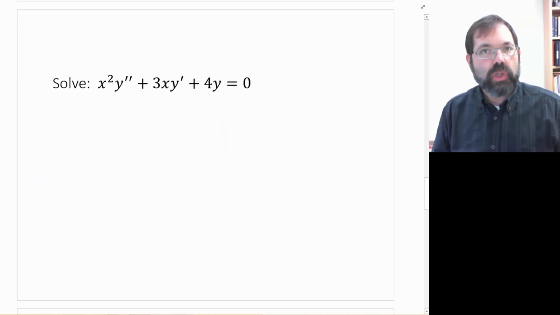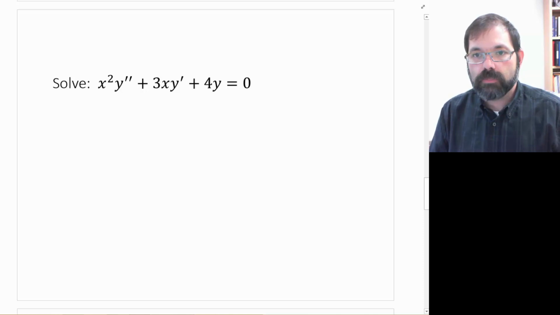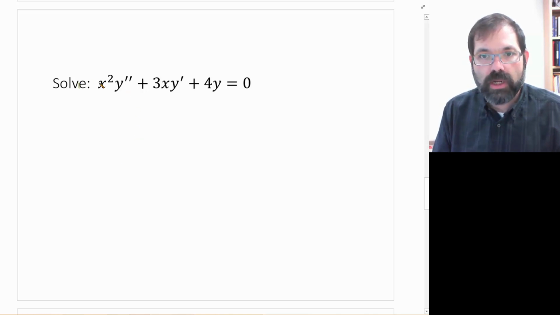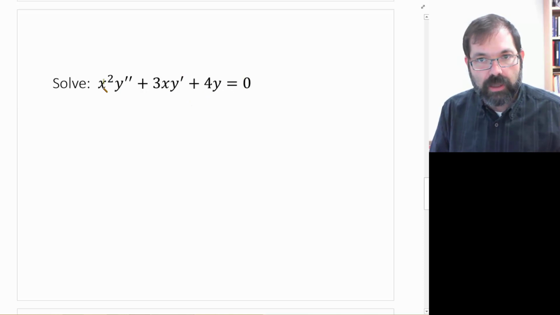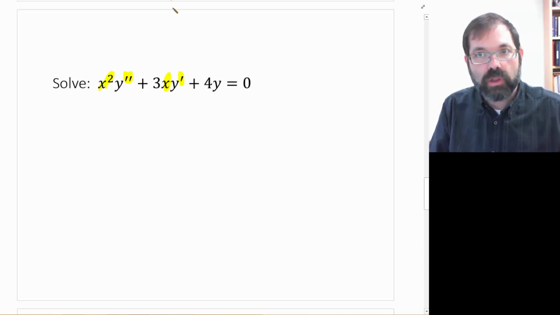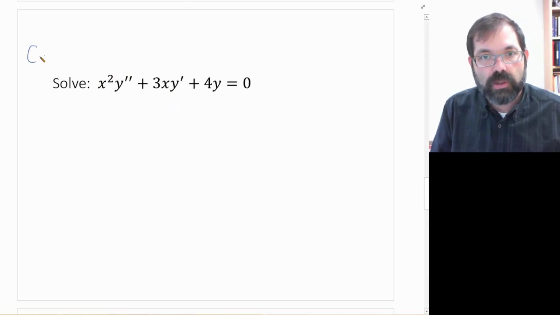All right, so now let's actually solve some equations. Here we're asked to solve x squared y double prime plus 3xy prime plus 4y equals 0. And I look at this and say, hey, there's an x squared and a y double prime. There's an x to the first and a y prime. This is a Cauchy Euler equation. So this is Cauchy Euler with a equal to 1, b equal to 3, and c equal to 4.